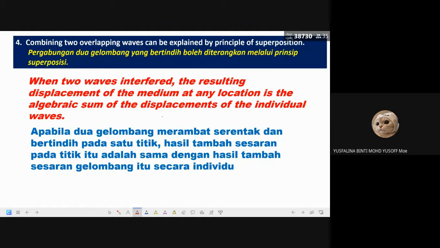So just now, like I said, the one that comes from the left is 1 cm, and the other one that comes from the right is also 1 cm. If you want to find the resulting displacement here, you just need to add the algebraic sum, so 1 plus 1, then it will become 2 cm. So this is the principle of superposition: the resulting displacement at any location is the algebraic sum of the displacements of the individual waves.